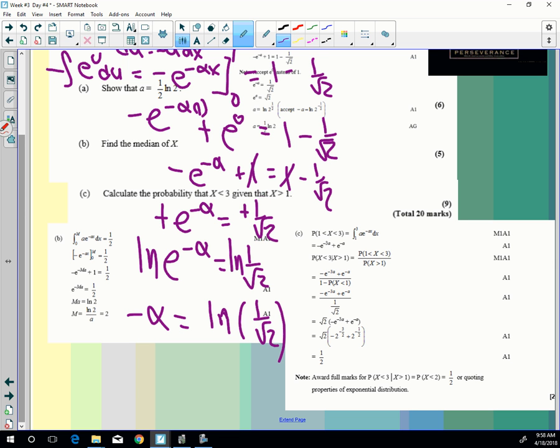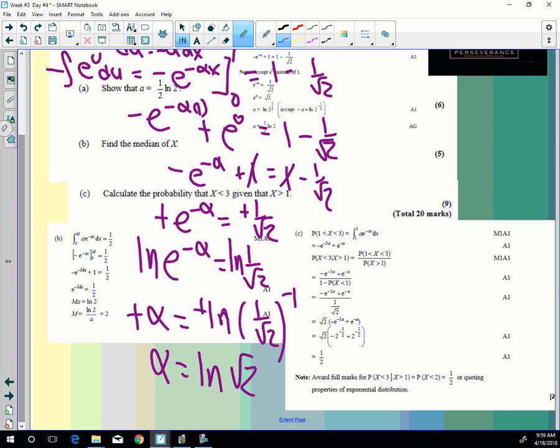Yep, that's what we're going to get. Perfect. So then this is going to come here. This power comes up to here. So you're going to get alpha is equal to the natural log of, what is 1 over the square root of 2? What's the flip over of this? Square root of 2.